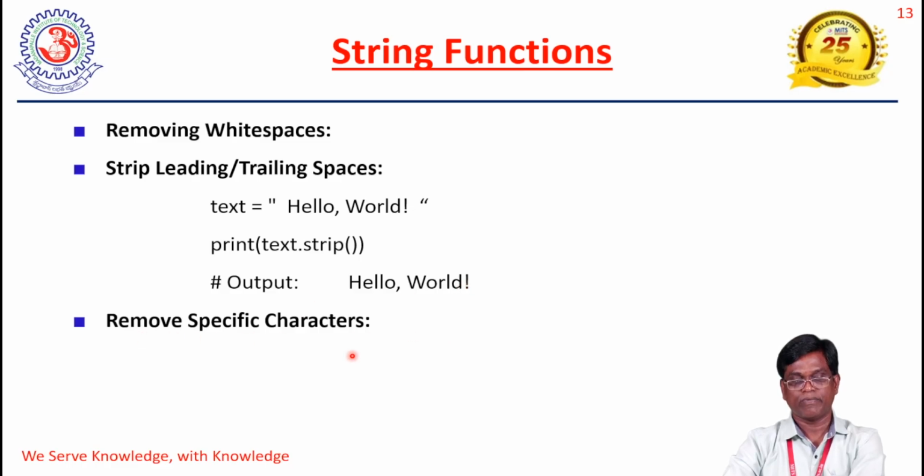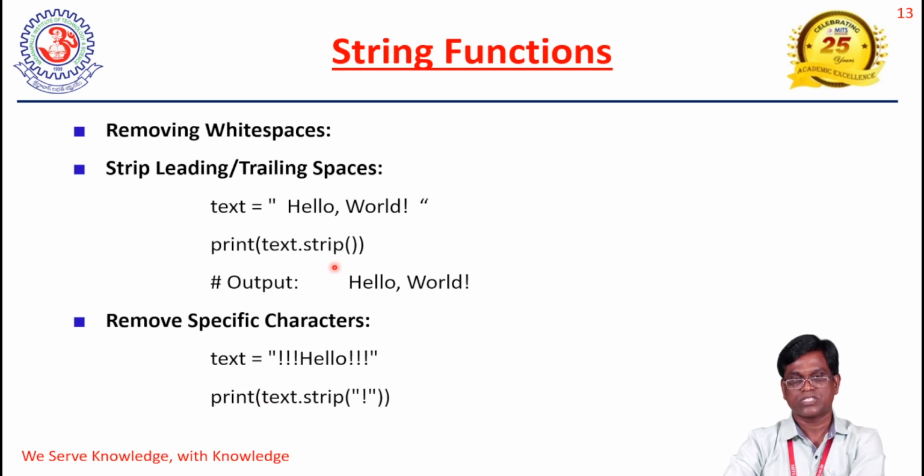Similarly, we have the provision to remove specific characters from the given string. Previously we were removing only the blank spaces or white spaces from the string. Here we have the function for removing specific characters. Text is equal to hello, which is actually the characters I need from the string. Apart from this, it contains some exclamatory marks before and after that particular string. Now if I want to remove these exclamatory marks, I have a function for this.